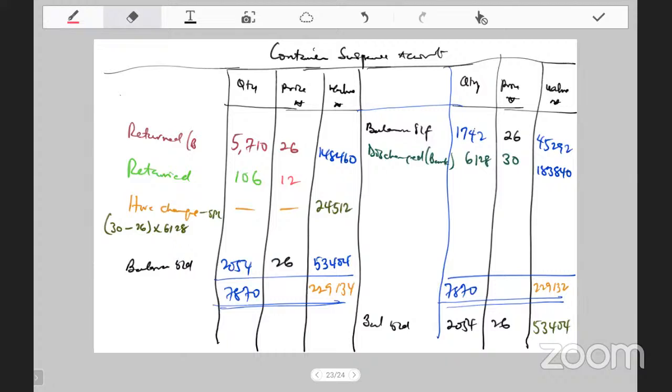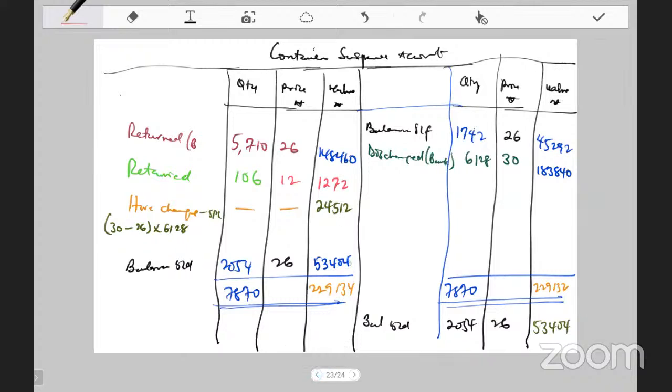Hold on. 106 times 12. Okay, it's true because we recorded it at 12 in our container inventory account. So what is it? That's 1,272 naira. 1,272. Are you getting that now?